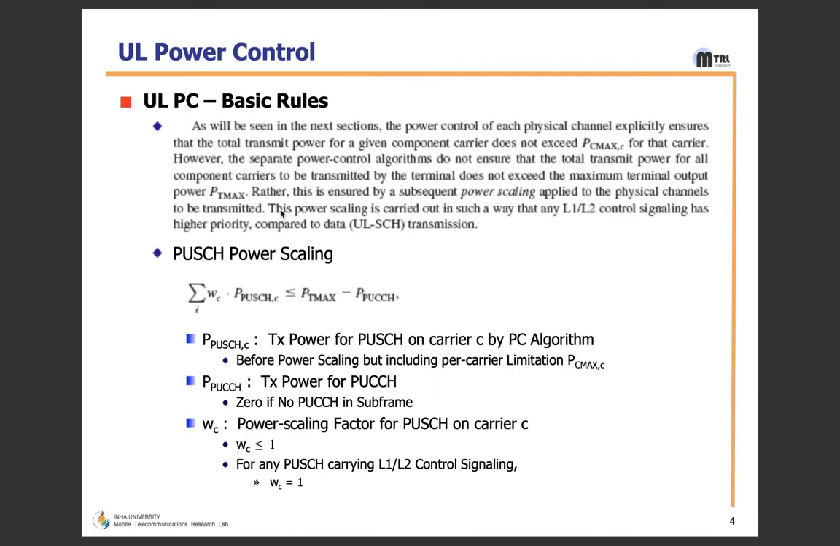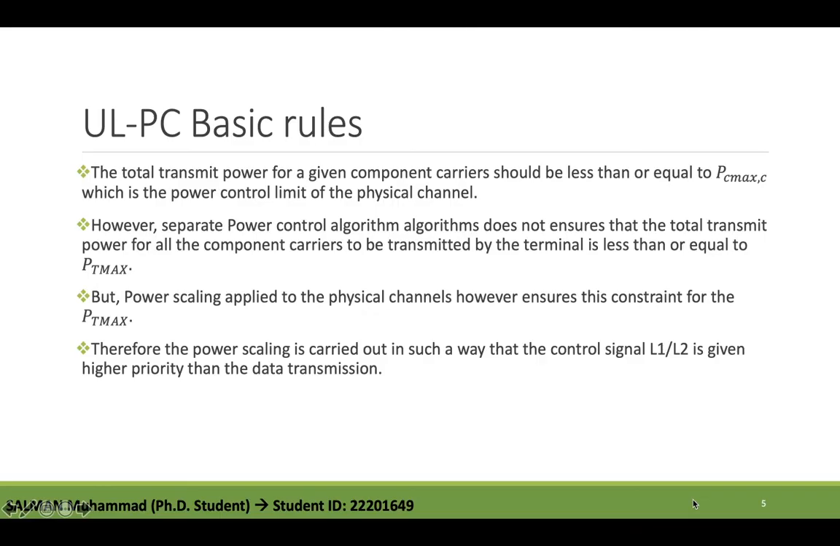So what are the uplink power control basic rules? The uplink power control basic rules are the following. With LTE release 10, there is a possibility of carrier aggregation, implying that multiple PUSCH may be transmitted in parallel on different component carriers. With LTE release 10, there is also the possibility of simultaneous PUSCH and PUCCH transmission on the same or different component carriers. In principle, each physical channel is separate and independently power controlled.